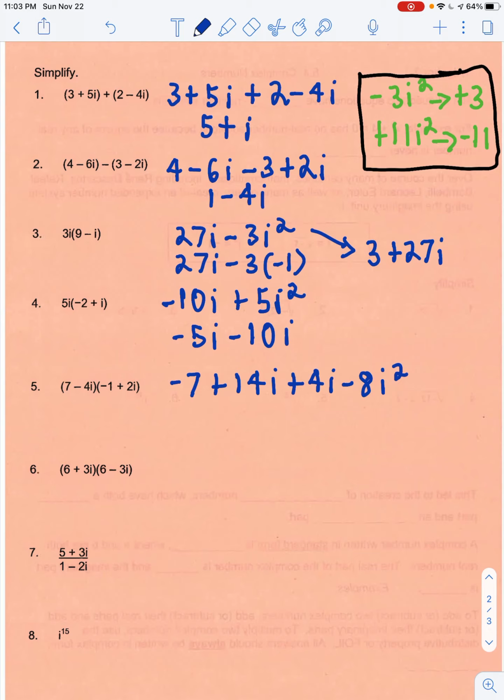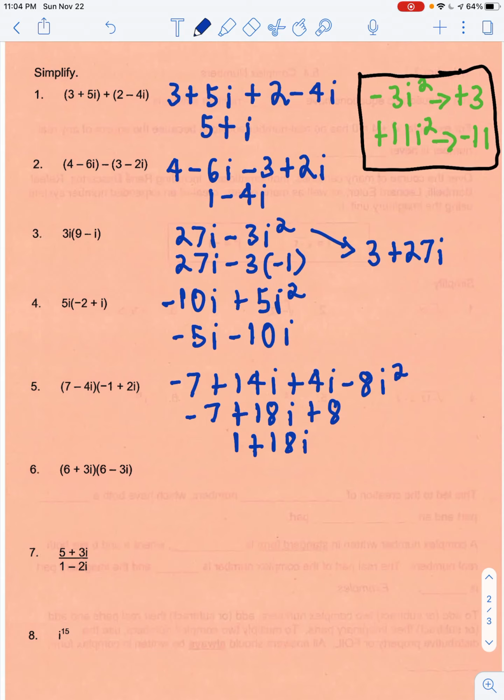So I really know I have a negative 7. The plus 14i plus 4i would give me positive 18i. And the negative 8i squared is really a positive 8. So in complex form, when I combine negative 7 and positive 8, I end up with 1 plus 18i.